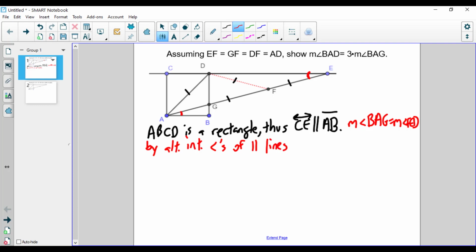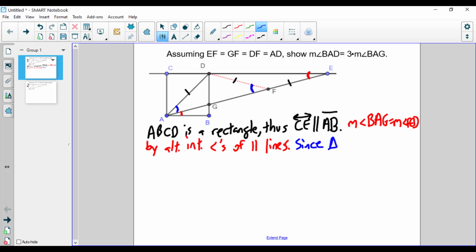And I'm using a lot of abbreviation to try to save some space. So I have these alternate interior angles. What else do I know? Well, I also know that if I look, I have multiple isosceles triangles. I'm going to take this out of the way for a second. So if I look, I can see that these two angles, FAD and DFA, are going to be congruent because triangle ADF is an isosceles triangle.